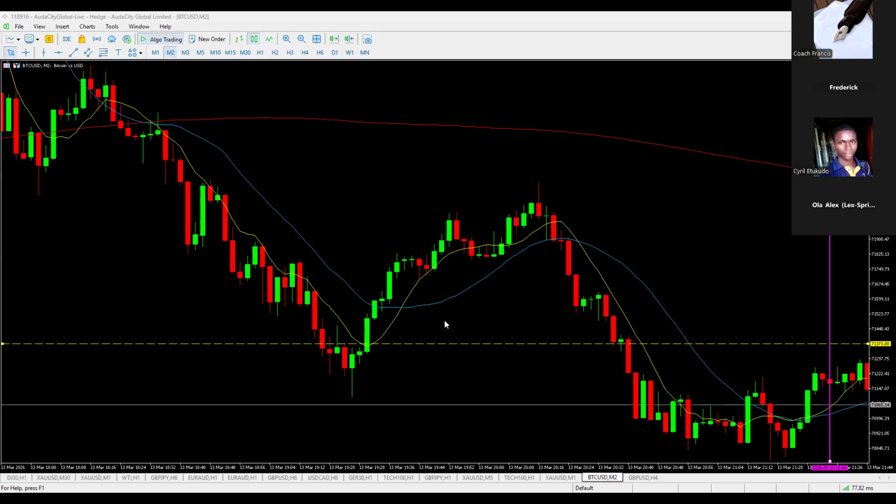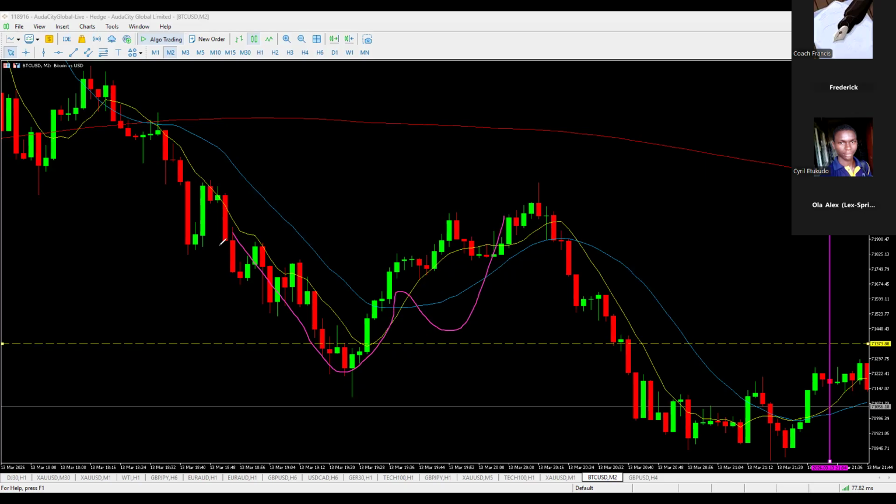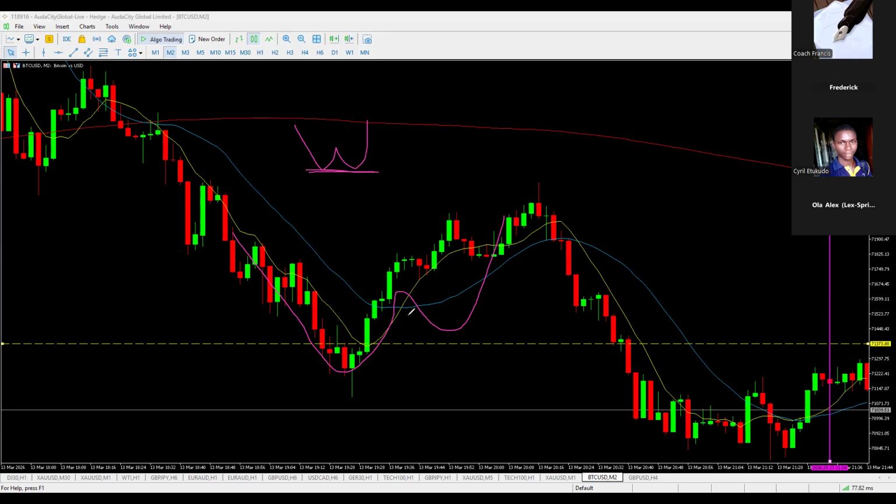I prefer when it gives us a W formation, as in this. It will not be perfect. There are going to be times when the W is like this, so it's like a double bottom. Sometimes it's not going to drop this far. It won't come this way. It will just give an imperfect W. So we're going to find an example.